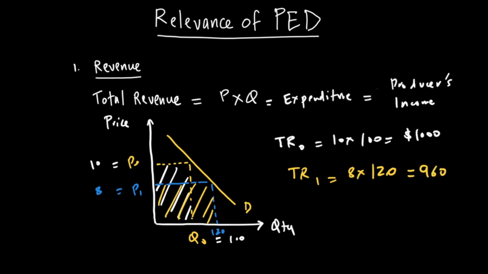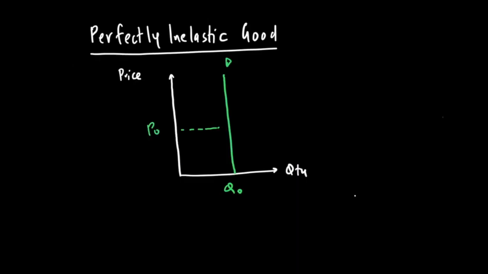960. So let's talk about the relationship between elasticity and our revenue. The first case we look at is a perfectly inelastic good.